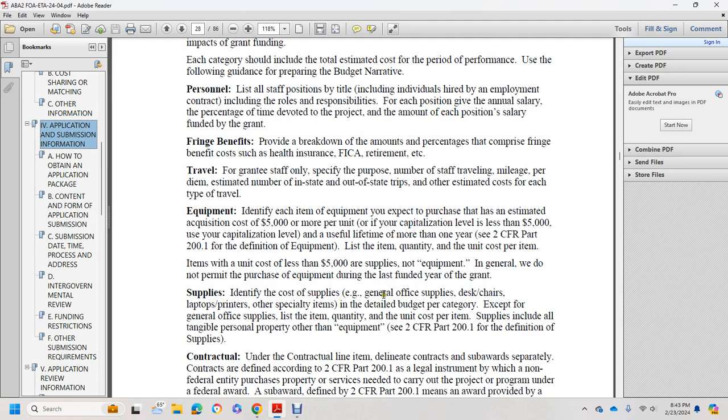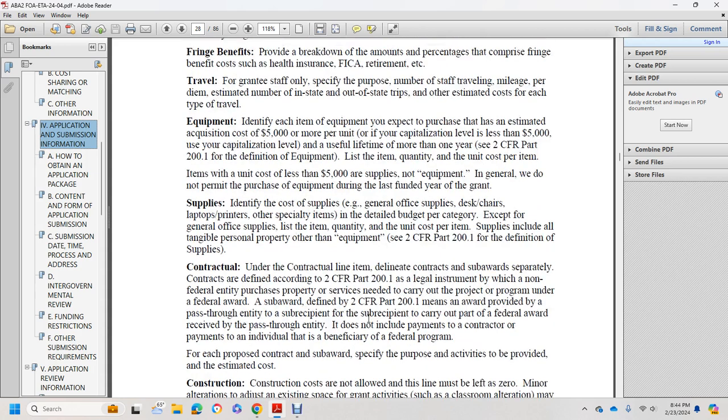Supplies, identified with the cost. Supplies include general office supplies such as desk chairs, laptops, printers, and other special items. Provide a detailed budget per category, exempt from general office supplies, listing item, quantity, and unit cost per item. Supplies include all tangible personal property other than equipment. See Title 2 CFR 200 definition of supplies.